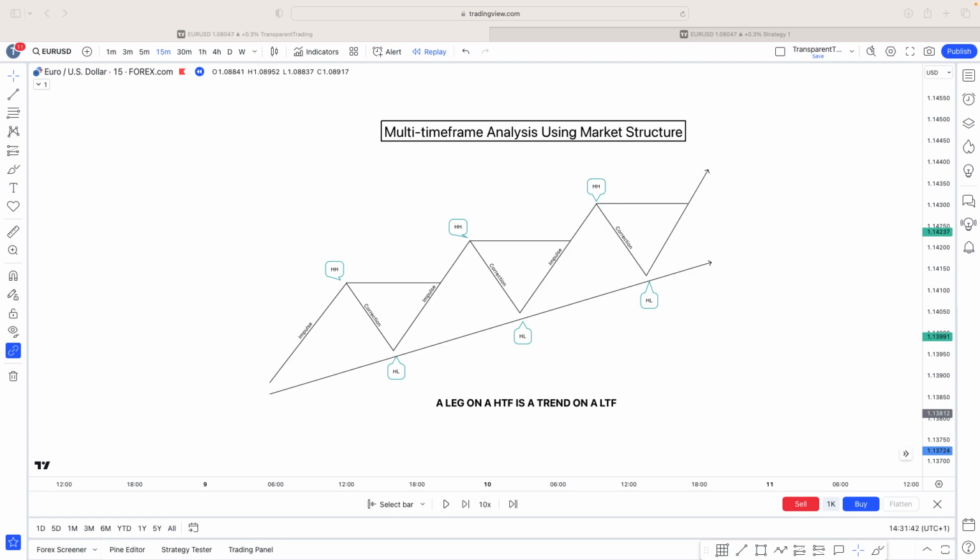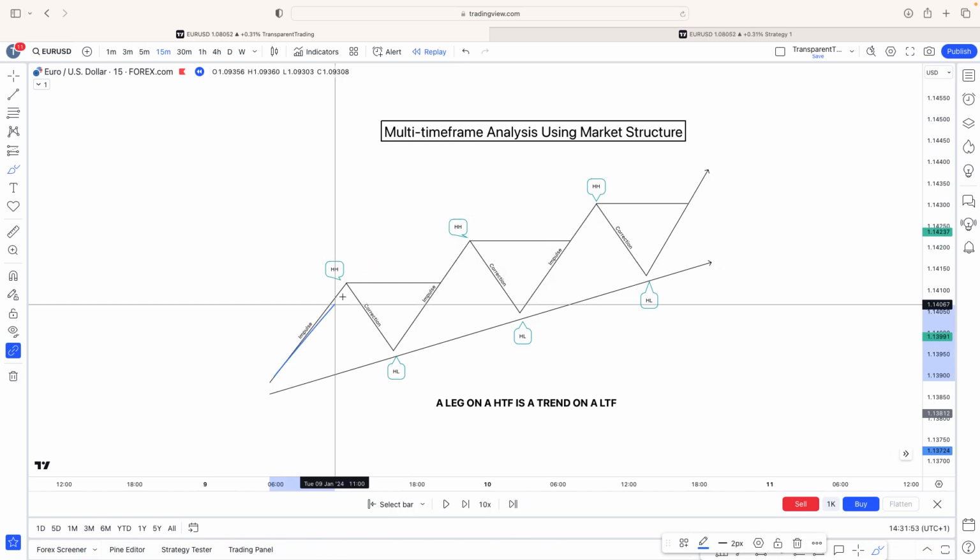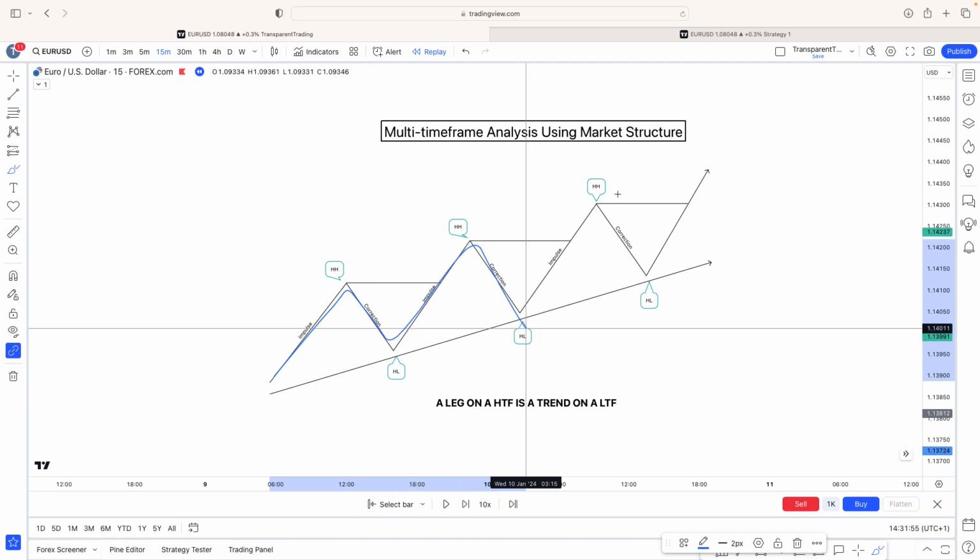So imagine that this is the 4-hour time frame, okay? We have a 4-hour bullish trend made up of impulse and correction legs. The trend's obviously bullish here because we're making a series of higher highs and higher lows, right?